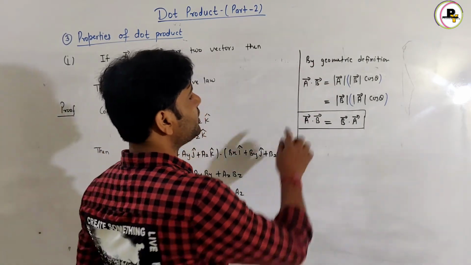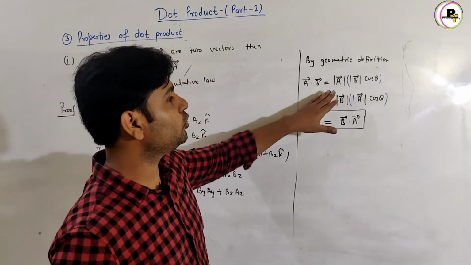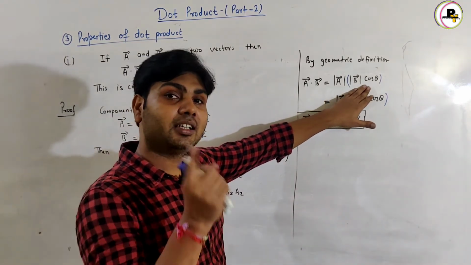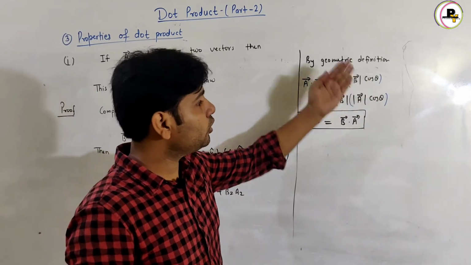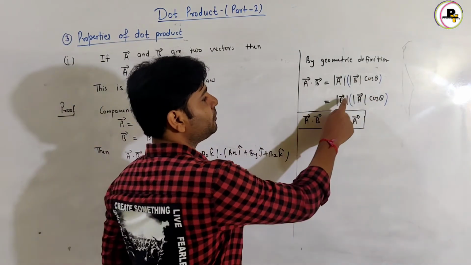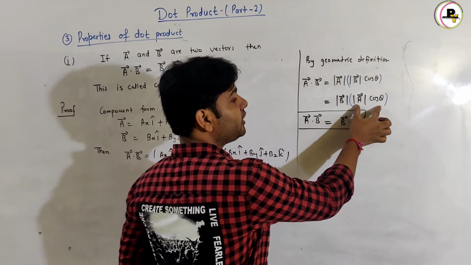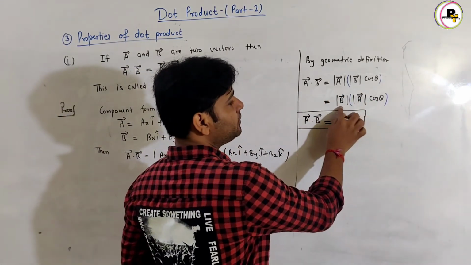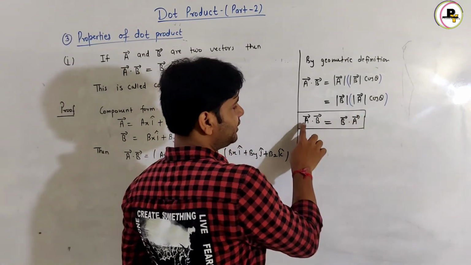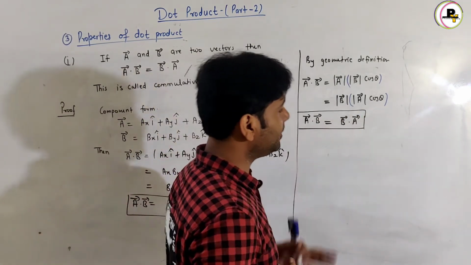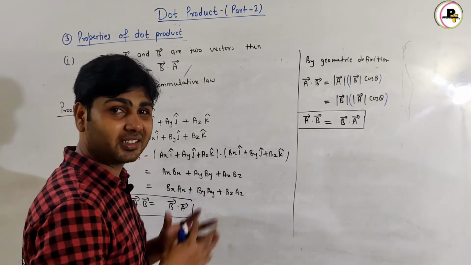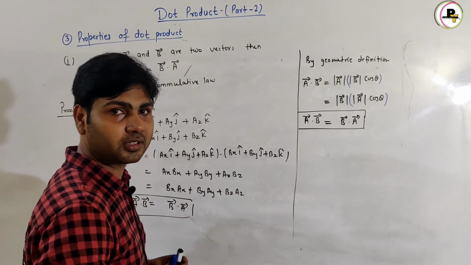By geometric definition I can write a vector dot b vector is equal to mod of a vector into component of b vector along a vector. I can also write it by rearranging, b vector into component of a vector along b vector. So this is b vector dot a vector. So I can write here a vector dot b vector is equal to b vector dot a vector. So by using any method you can prove the first property, that is the commutative property of the dot product.